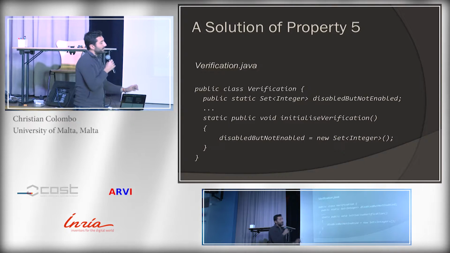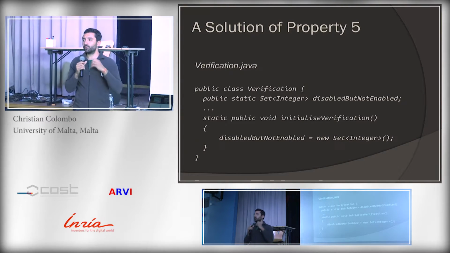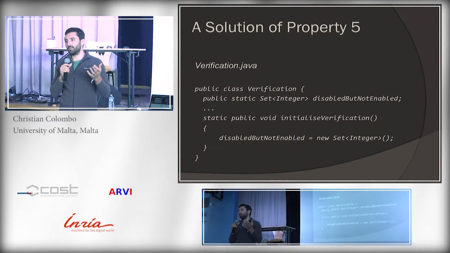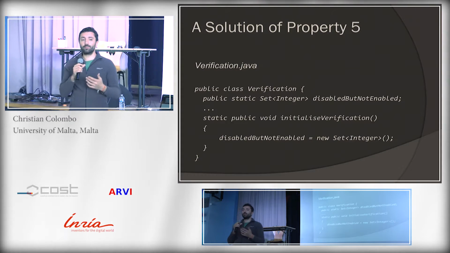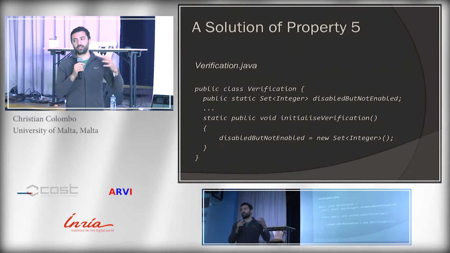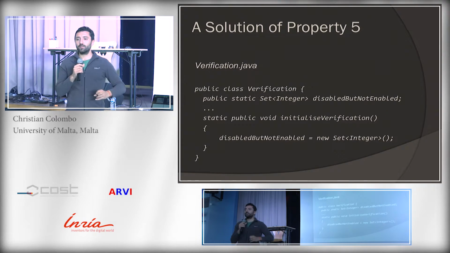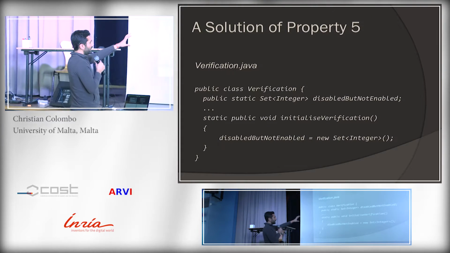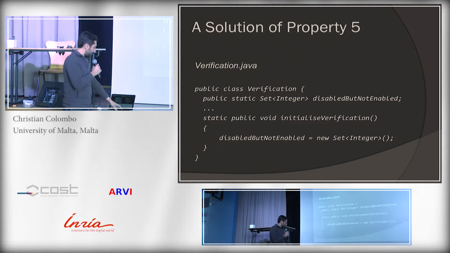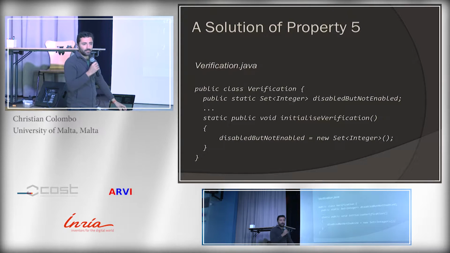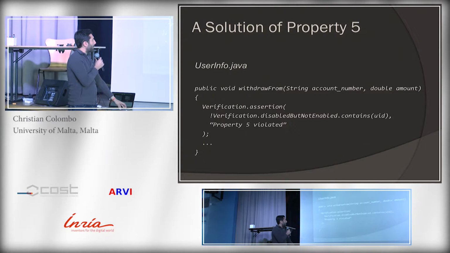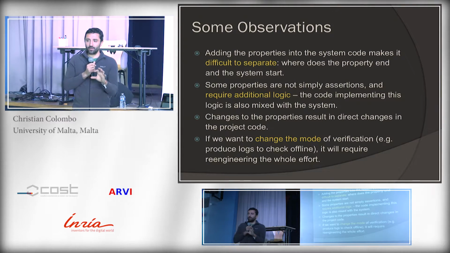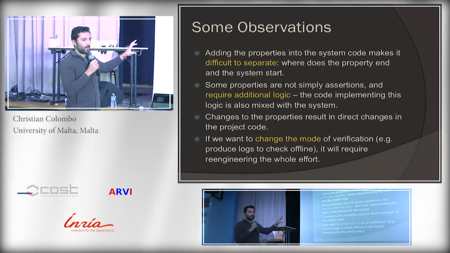And obviously things get even worse when you try to do property 5. So property 2 is just a boolean that you have to add. For property 5, you will probably need some kind of hash map or hash set, which will make things more messy. You would need to add, for example, a set of integers to remember who has been disabled and not, and so on. So the take-home message from this are these points.